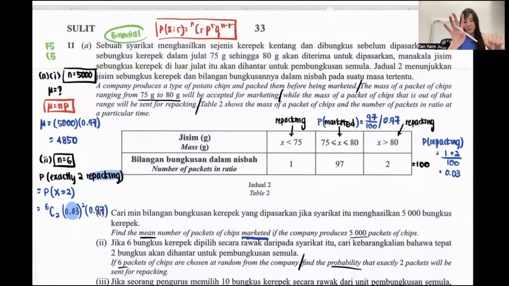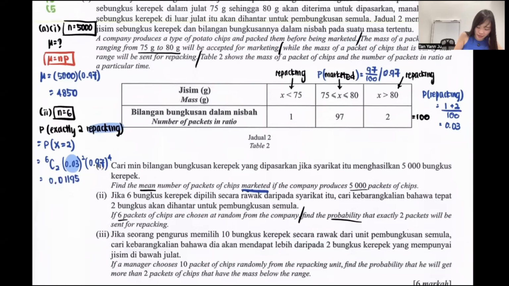6 packets, 2 of them repacking, 4 of them marketed. So let's press the calculator. When you press, remember to put a bracket for the 6C2. So I press the calculator, getting the answer 0.01195. Done. Okay, my dear. So this one is done. Let's move on.